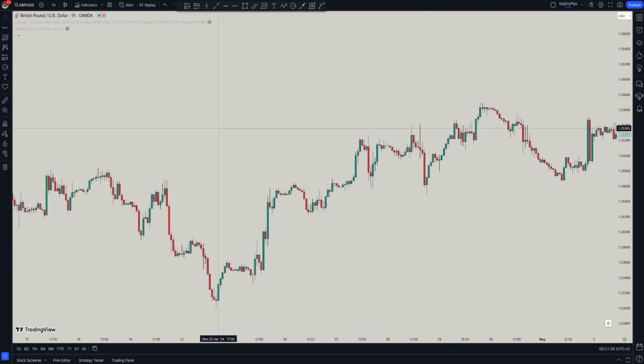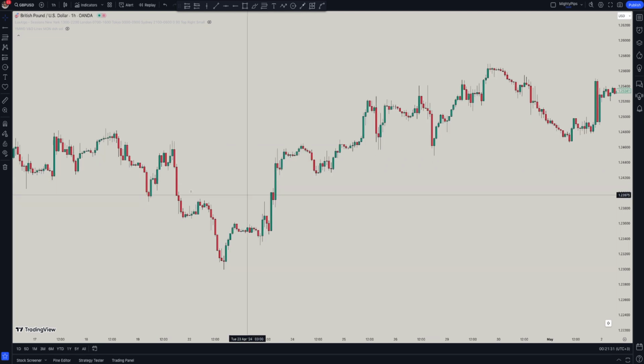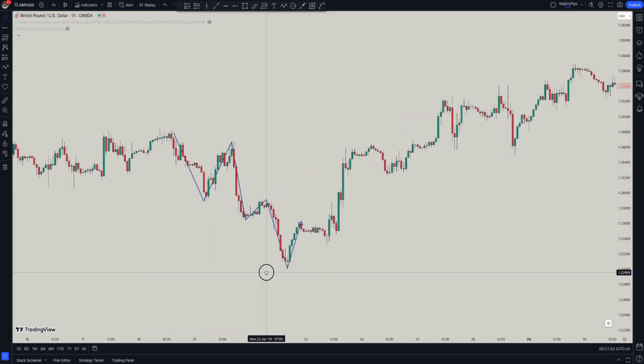So 3 white soldiers means that in a downtrend, like now here, this area here, you can see, for example, here we have a high, a low, lower high, lower low, lower high, lower low, lower high. So this area here shows a downtrend.